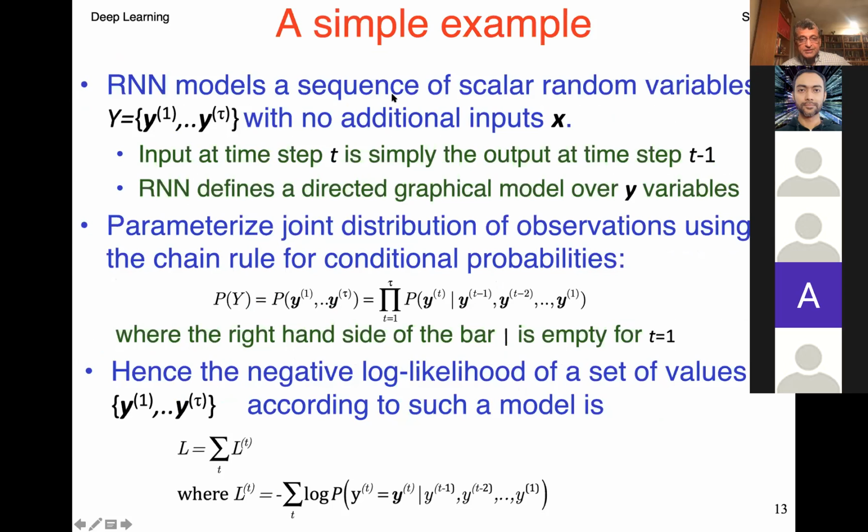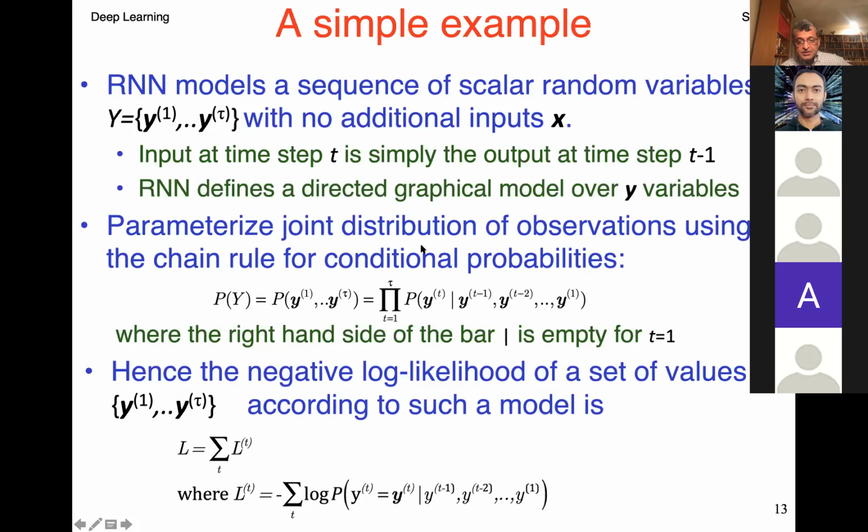All right, okay, what is a simple example? An RNN models a sequence of scalar random variables with no additional inputs. So this is the outputs. Input at time step t is simply the output at time step t minus 1. And that's the model we're using, the teacher forcing model we talked about. An RNN defines a directed graphical model over the Y variables.